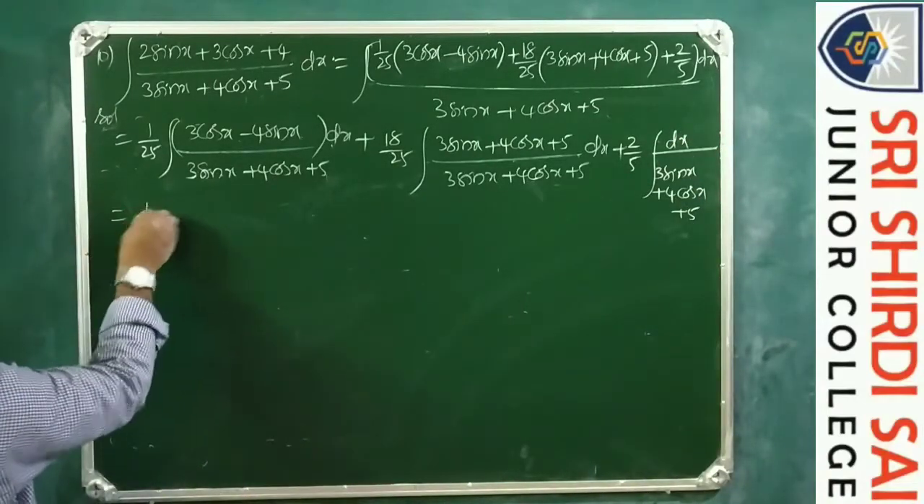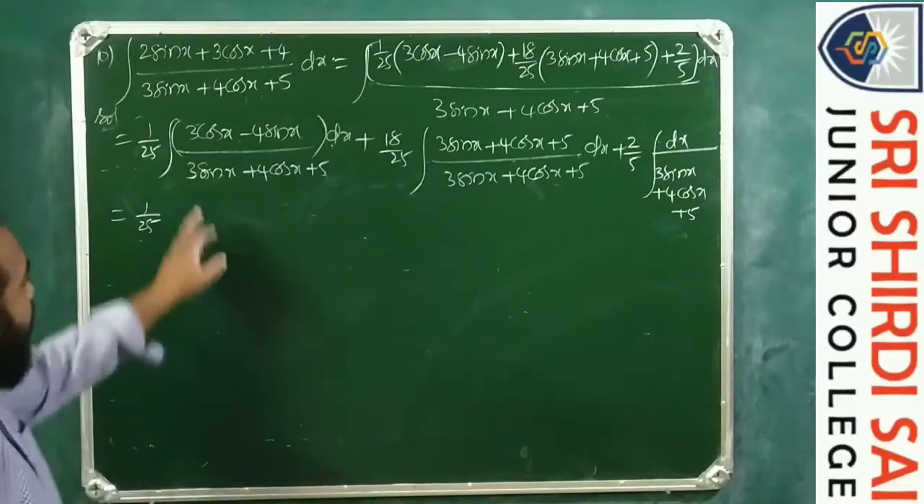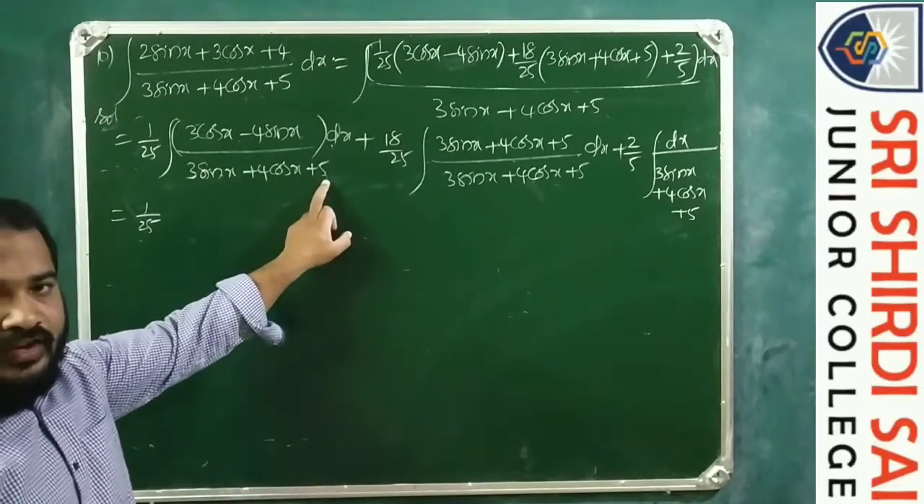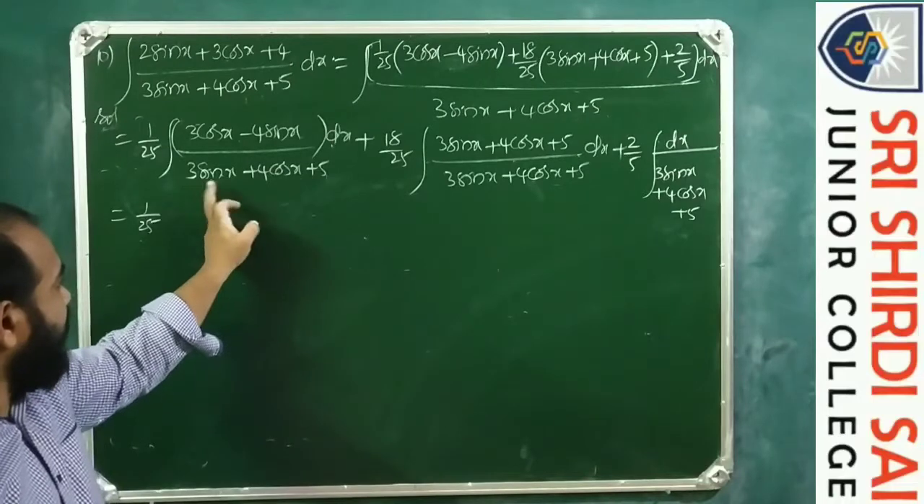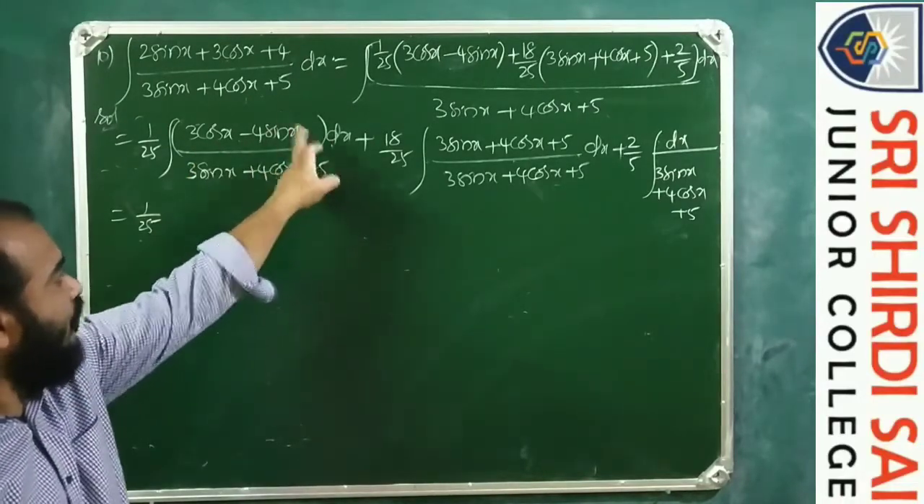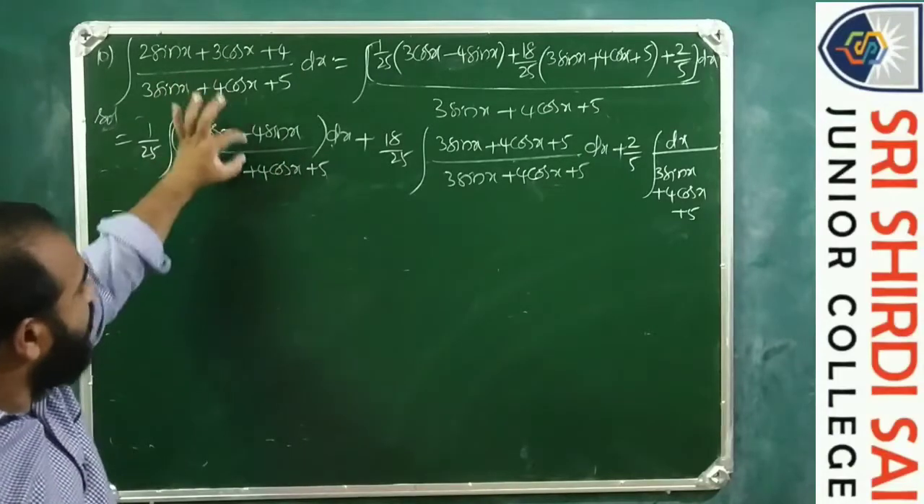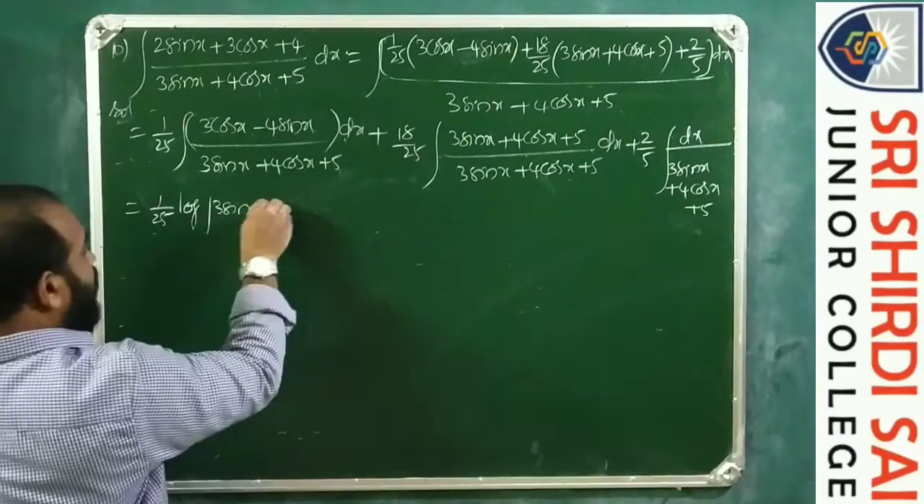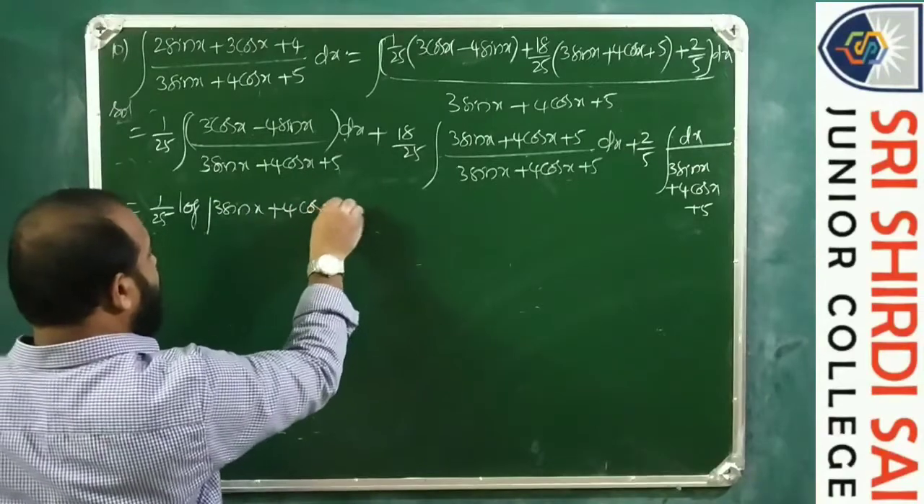This is equals to 1 by 25. Take 3 sin x plus 4 cos x plus 5. Its derivative is: 3 sin x derivative is 3 cos x, 4 cos x derivative is minus 4 sin x, 5 derivative is 0. So simply this is f dash x by f of x, which gives log mod f of x.